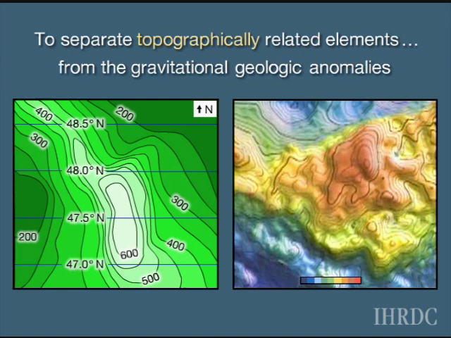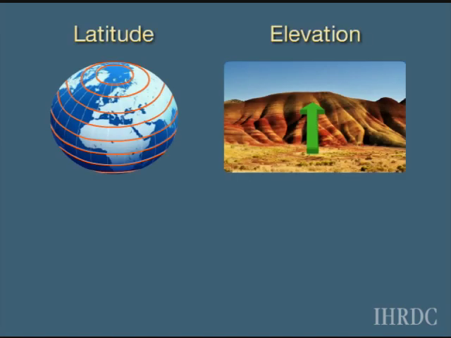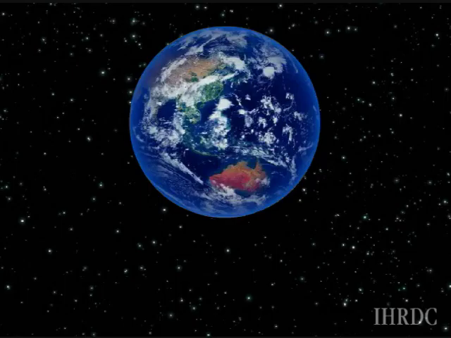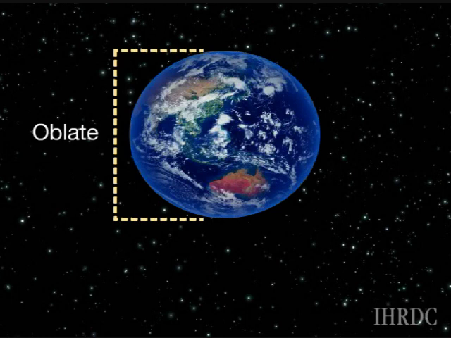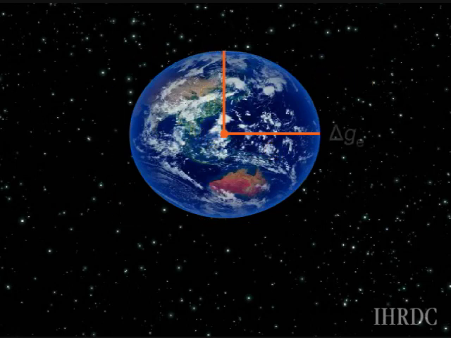To do this, we must consider how our gravity measurements are affected by latitude, elevation, and rock density. We'll begin with latitude. Because Earth is not a sphere but an oblate, the distance from Earth's center of mass, ME, to the surface of the equator, RE, is greater than from the center to the surface at the poles, RP. In other words, the equatorial radius is greater than the polar radius. This distance disparity results in the equatorial gravity being weaker than polar gravity.